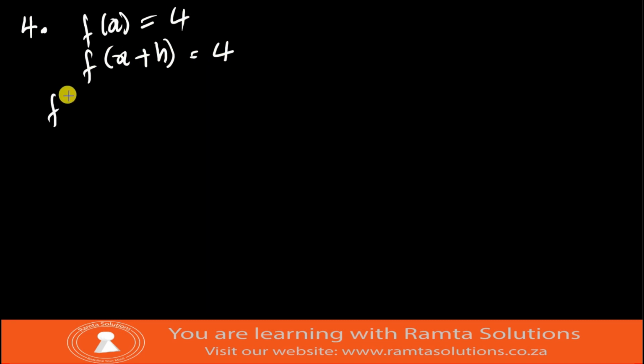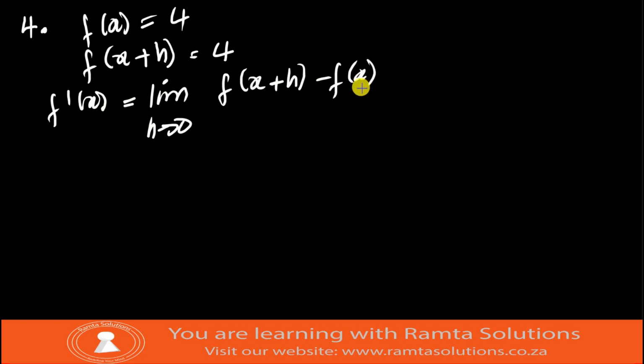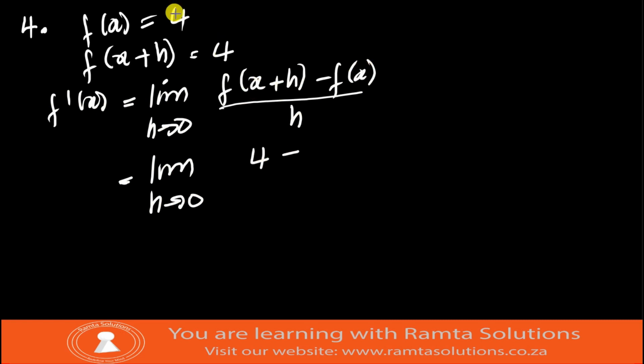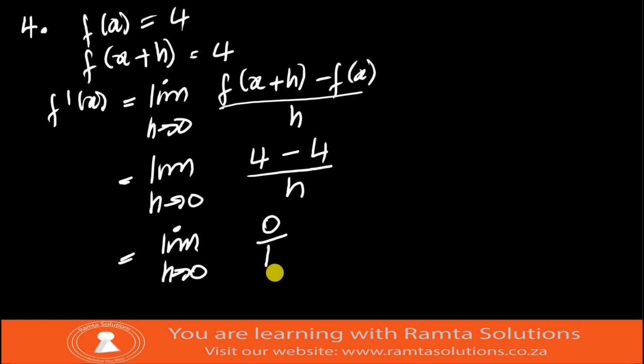Okay? Now let's go. f prime x equals the limit as h tends to 0 of f of x plus h minus f of x all over h, equals the limit as h tends to 0. What is f of x plus h? You said it was 4. What is f of x? You also said it was 4, over h, right? Now we have the limit as h tends to 0 of what? 0 over h.